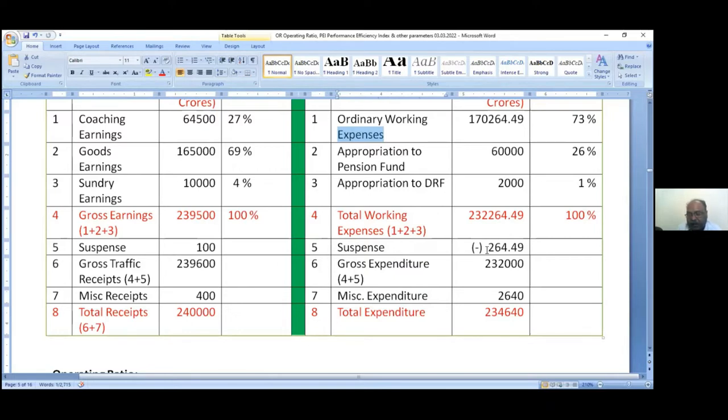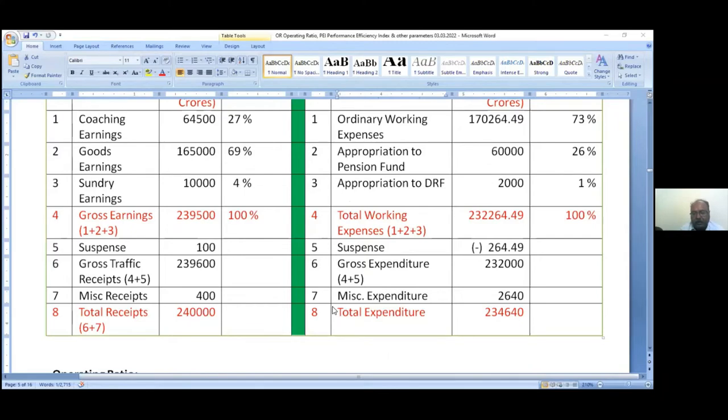What is miscellaneous expenditure? Or tell me examples of miscellaneous expenditure in railways. Just now we discussed the miscellaneous expenditure examples. Yeah, you can message in the chat box. Very good. Surveys. Pension of the Railway Board, not pension of all employees. Very good. Demand numbers 1 and 2. Nothing but surveys, CTIs, accident compensation. ACSP. So this miscellaneous expenditure is 2,640. And total expenditure is 2,34,640.